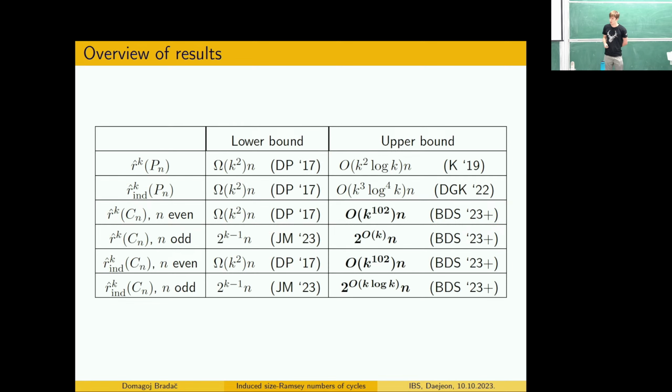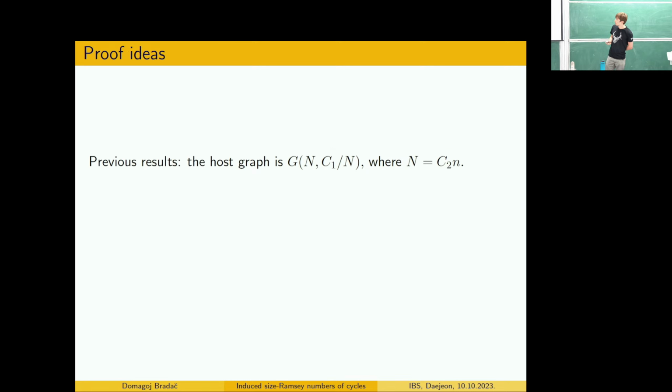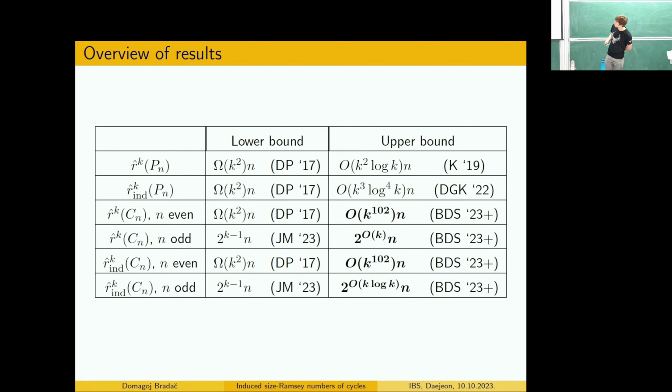Okay, so coming back to this table, the bold values are our improvements. So for induced size-Ramsey number of even cycles, we have k to the 102 times n. Of course, this translates to the same bound for the non-induced problem. So we improve this k to the 120 to k to the 102. Okay, it's not a big improvement. And in fact, we could probably push this to something like k to the less than 10, but not close to k squared.